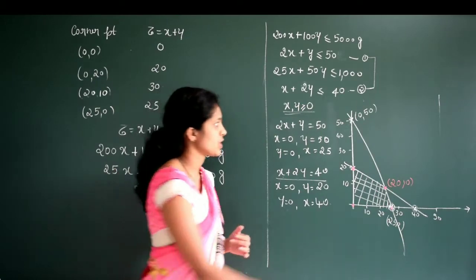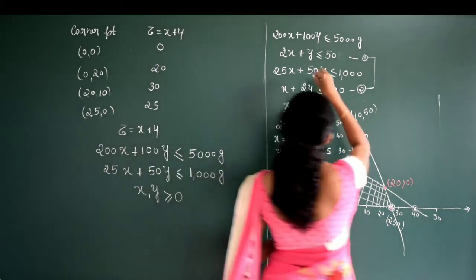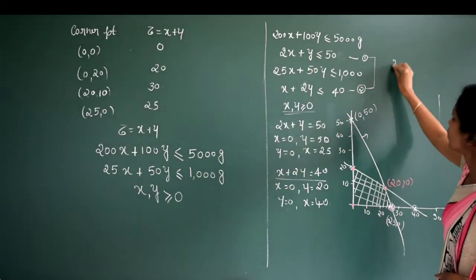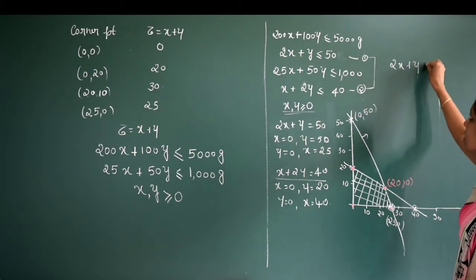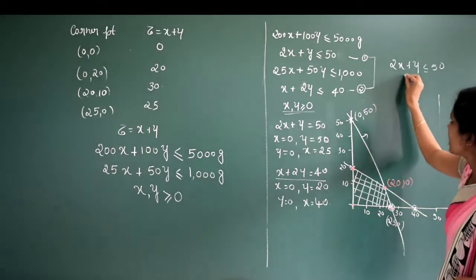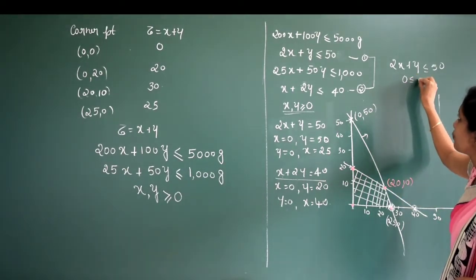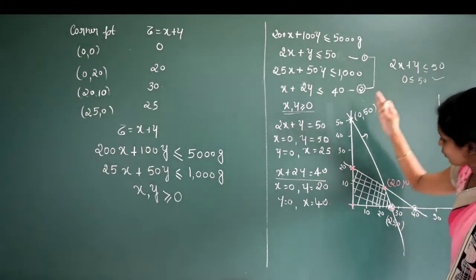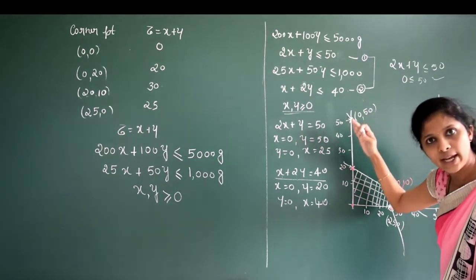To find the solution region for the first one, what is the equation? The first one is 2x plus y less than or equal to 50, right? If you substitute the origin, it will be 0 less than or equal to 50. Yes, it is true. For this line, the solution region will be downwards.